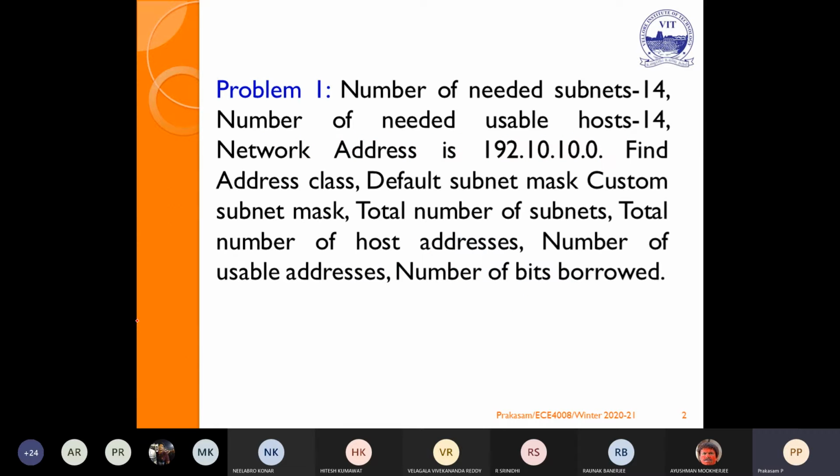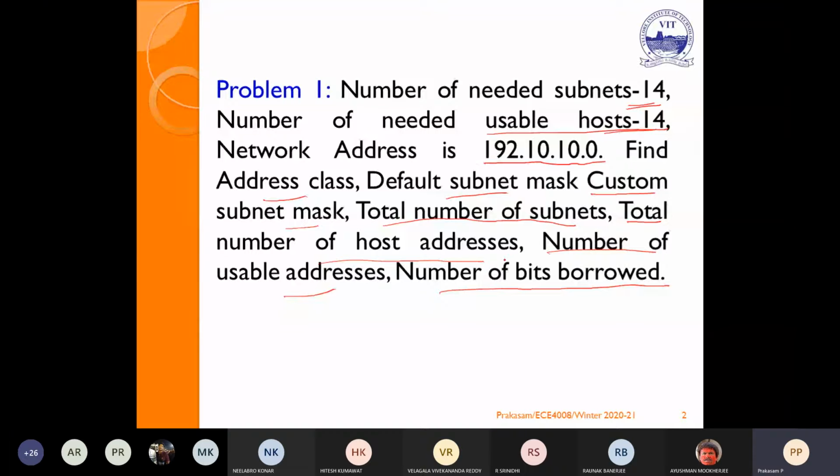The first problem: the number of needed subnets is 14, and the number of needed usable hosts is 14. The network address given is 192.10.10.0. Find the address class, default subnet mask, custom subnet mask, total number of subnets, total number of host addresses, number of usable addresses, and number of bits borrowed.